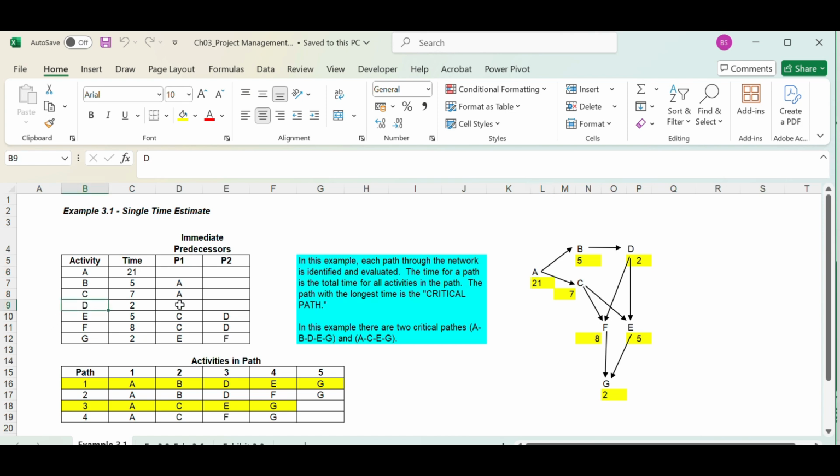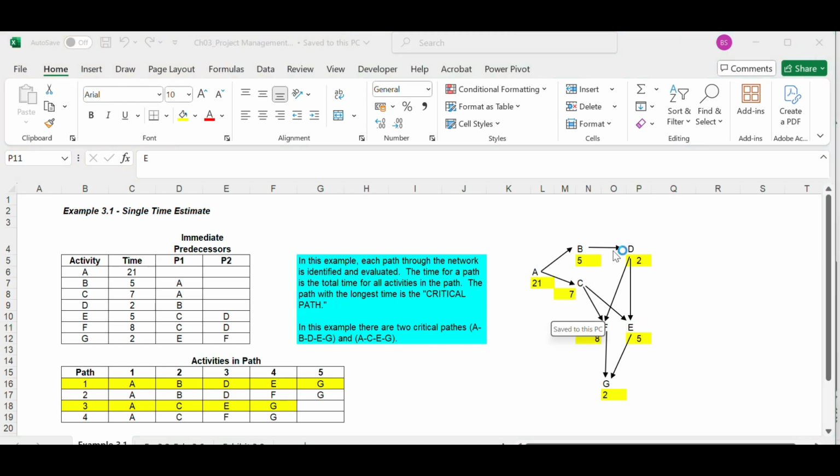Activity D is having a predecessor called B. B is the predecessor for D. Similarly, C and D are the predecessors for E. So this is activity E and C is a predecessor. Similarly, D is also a predecessor. So similarly, this is how we make a network diagram from a table.